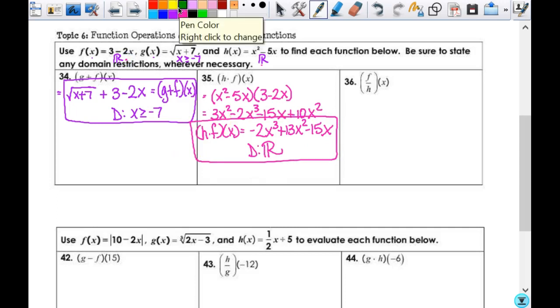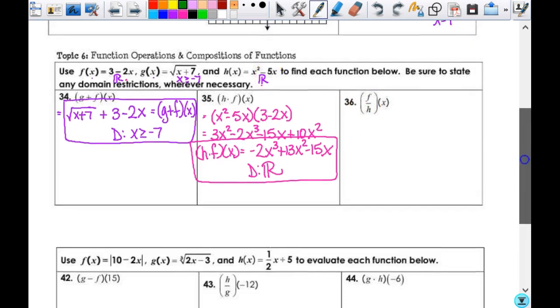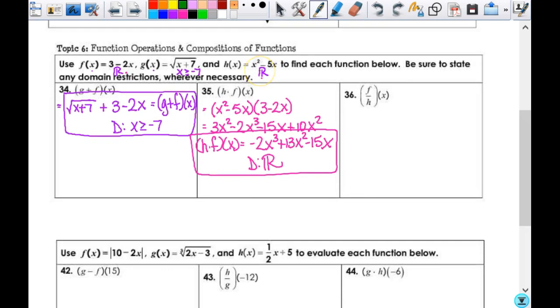All right. So here's the quotient. For the quotient, h, or whatever's in the denominator, cannot equal 0. So here I've got x squared minus 5x cannot equal 0. So I have to figure out what the x's have to be.